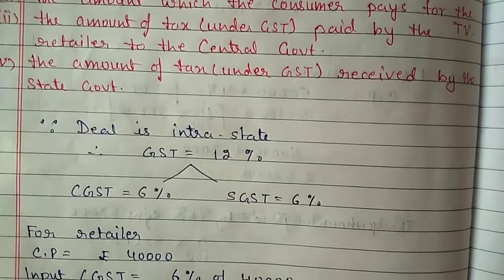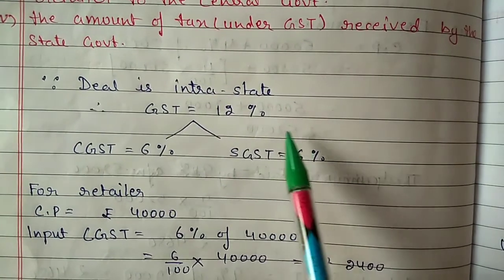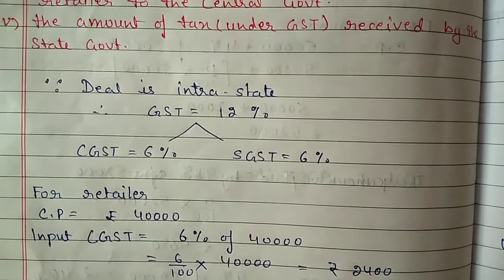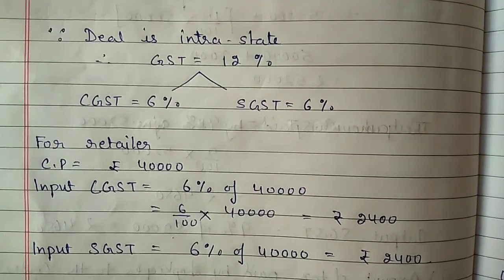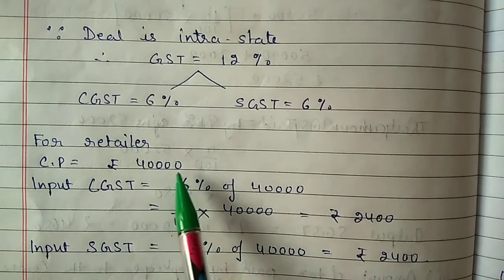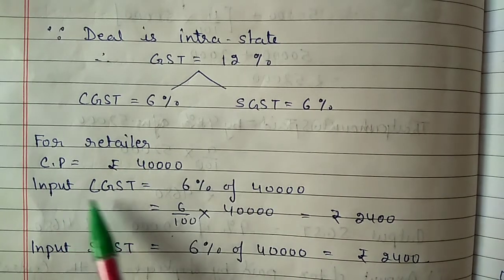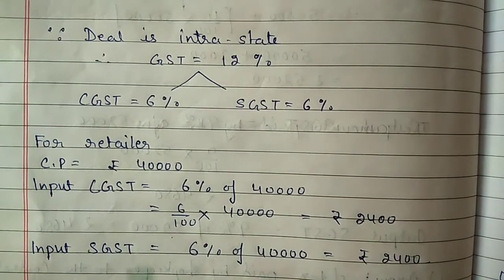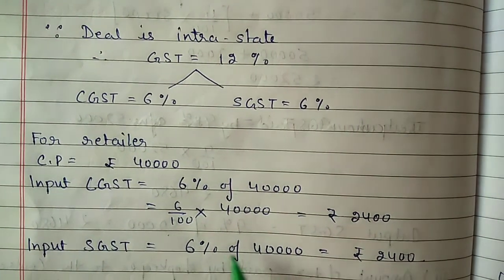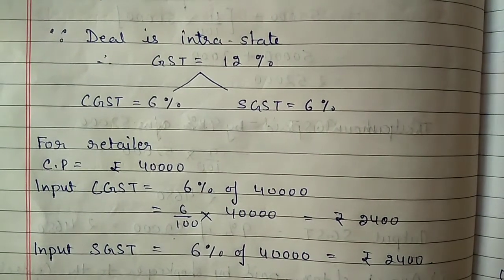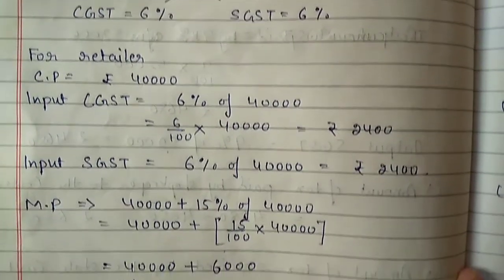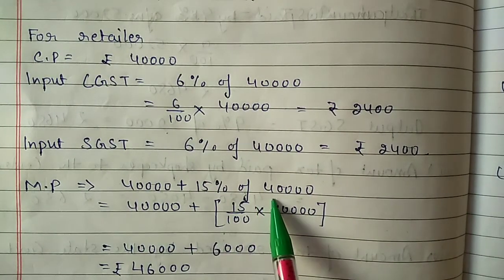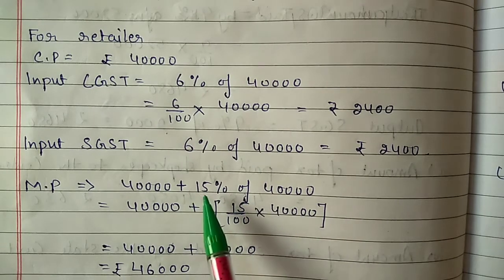So first, this deal is intrastate. It means 12% GST, half divided for SGST and CGST. Now first, the retailer is buying this TV for 40,000 rupees. So input CGST will be 6% of 40,000, 2,400 rupees. Input SGST will also be 6% of 40,000, 2,400 rupees.